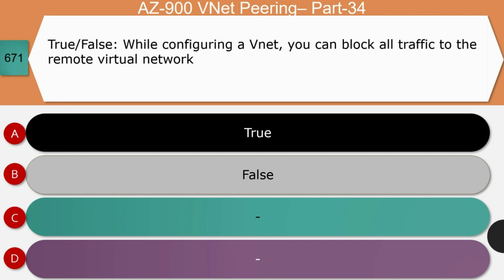Next question, true or false? While configuring a VNet, you can block all traffic to the remote virtual network. Is it true or false? The right answer for this question is true. Yes, while configuring VNet, you can block traffic to a remote virtual network. And so option A is the right answer.